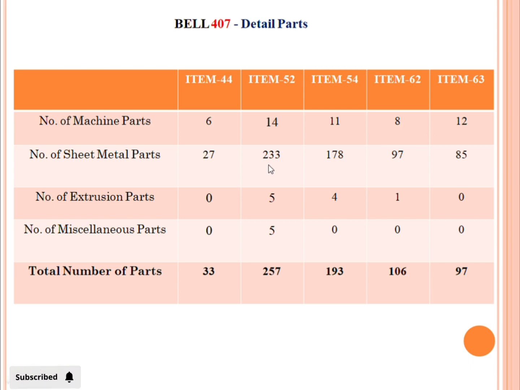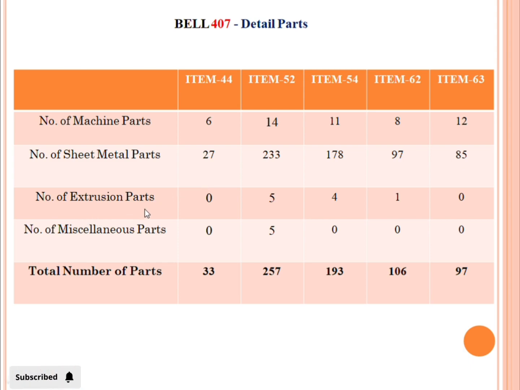Why we should consume more sheet metal parts for item 52: it is a huge assembly, that is a fuselage assembly. For item 54 it is 178. For item 62, 97 parts, and for item 63, 85 sheet metal parts will be consumed.